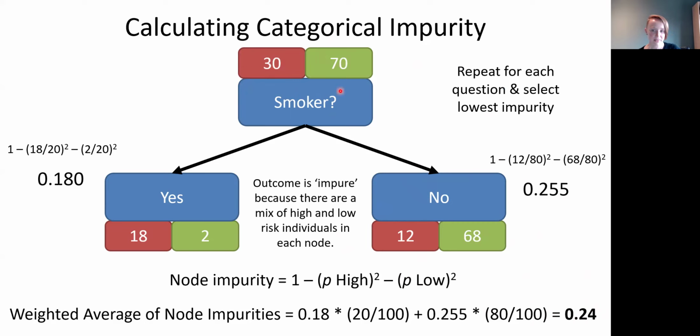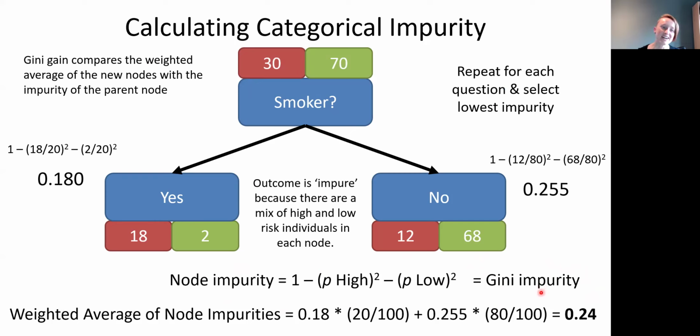We can repeat that then for each possible question or predictor, and then select the lowest impurity score at the end of it to get the best separation between our high and low at this particular point. A couple of additional things to mention: this node impurity is called a Gini impurity. We will come back to that in more detail later.